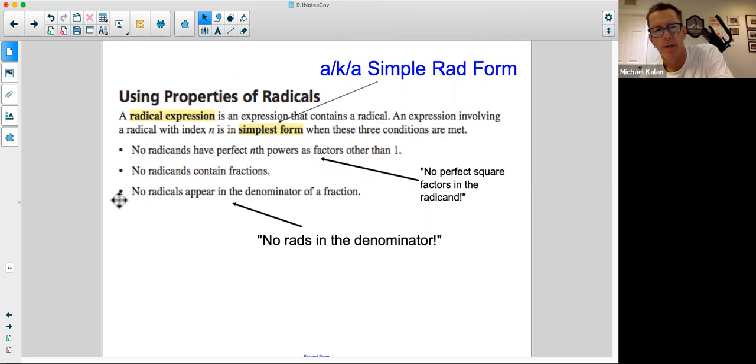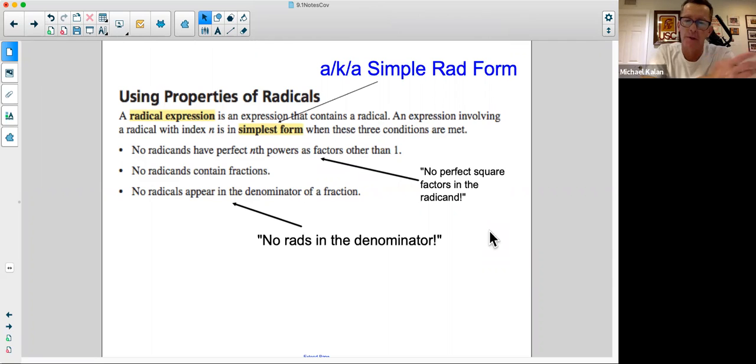The first one is that you cannot have radicands with perfect nth powers as factors other than 1. So in other words, you can't leave something as the square root of 4, right? Because you could simplify that. Oftentimes we call that no perfect square factors in the radicand. So let's see, what would be another example? You can't leave the square root of 12, because the square root of 12 has a perfect square factor of 4 in it. So you would have to break that down from square root of 12 to square root of 4 times 3, and then the square root of 4 is 2. So you would get 2 times the square root of 3.